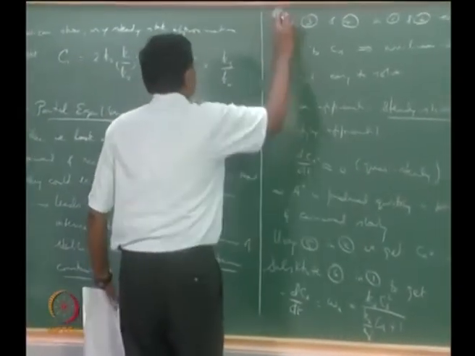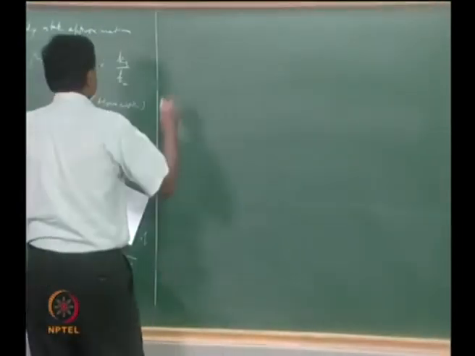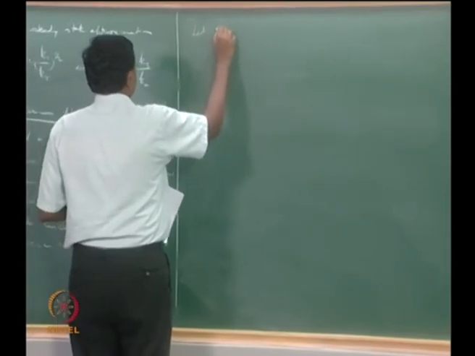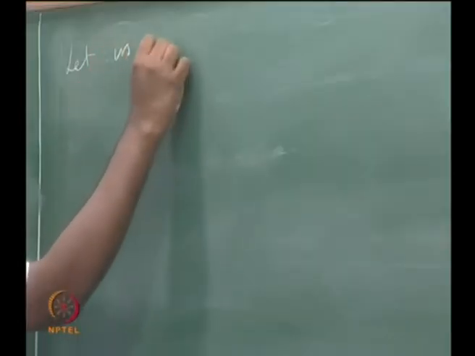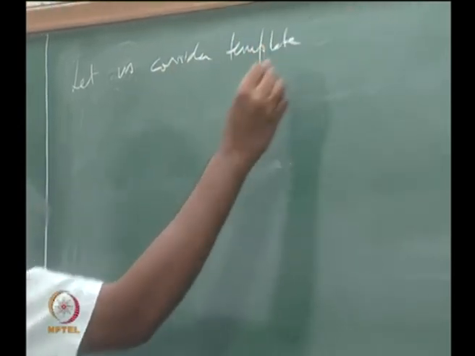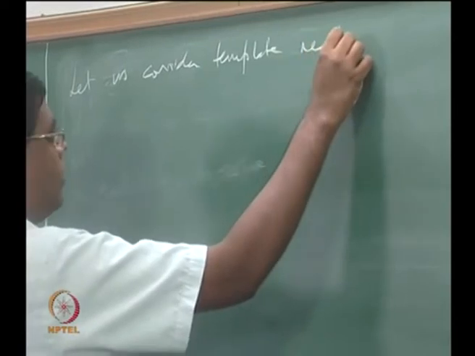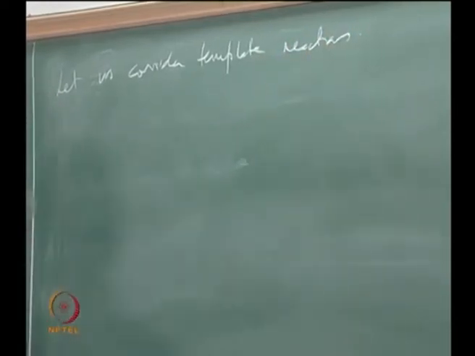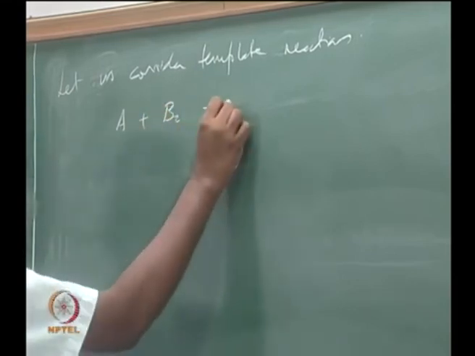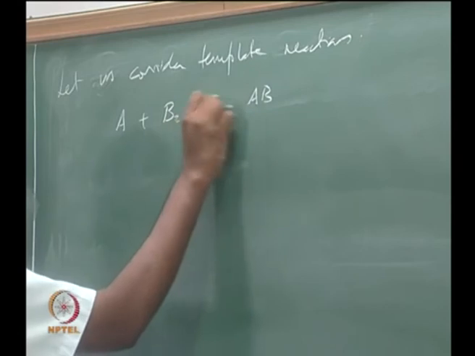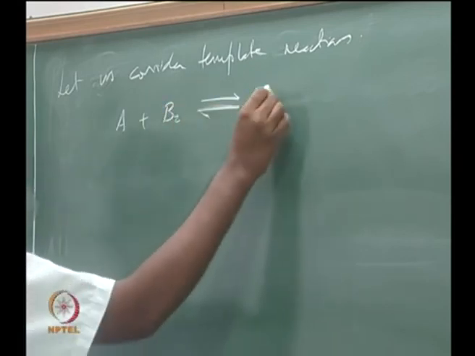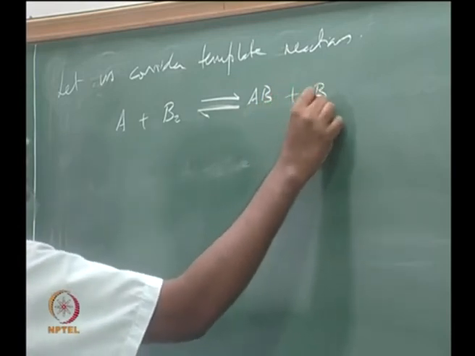So let's now look at an example. Consider template reactions, let's say A plus B2 gives, this is forward and backward, so we call this AB plus B.